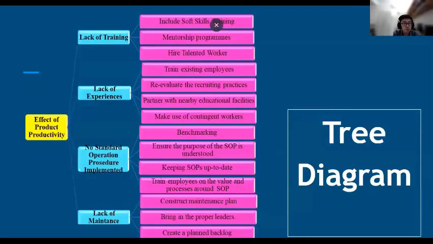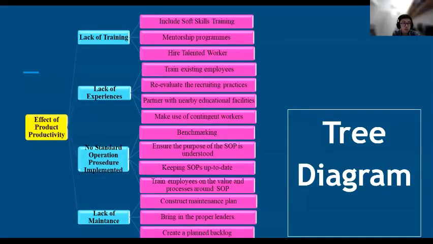Okay, next to propose the recommended solution, we will use the tree diagram. The head problem in the tree diagram is the effect on product productivity. There are 4 major causes linked to the effect of product productivity, which are lack of training, lack of experience, no standard operation procedure implemented, and lack of maintenance.